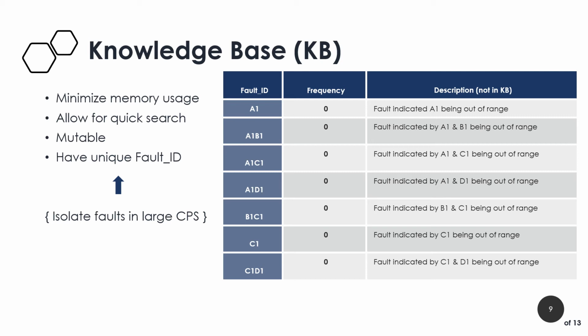Now for implementing this knowledge base, you could use any convention of your choice that allows the unique identification of components, such as the fault ID, and then you could implement it in a database of your choice. For us, we tried different possible implementations. We used the flat file, we did the Bloom filter, and we also tried the standard hash.